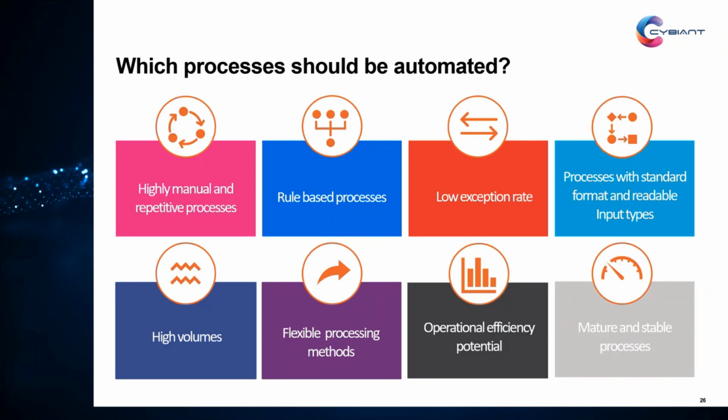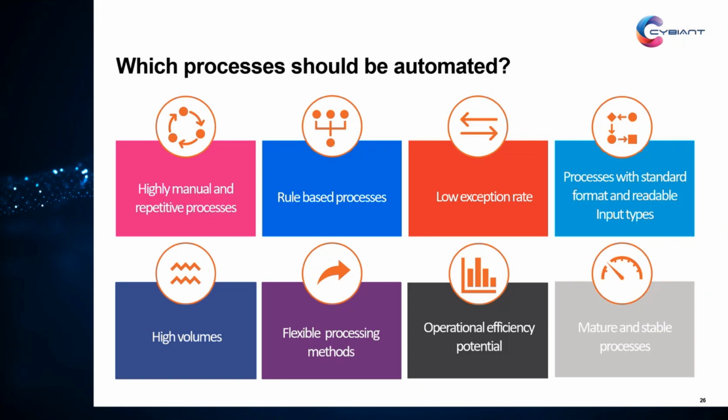For example, if you are designing a task that only needs to occur once a week, that is not considered high volume. It's basically a one-time task. Then there is a flexible process, meaning we do the process in one way, but there must be some alternative way that we can do it as well. And the last two parts are operational efficiency potential, and that it must be a mature and stable process.